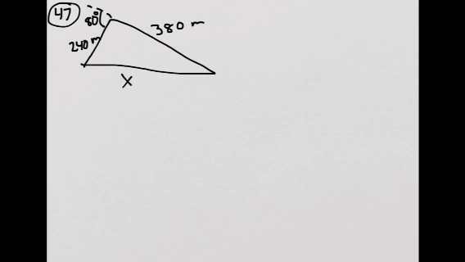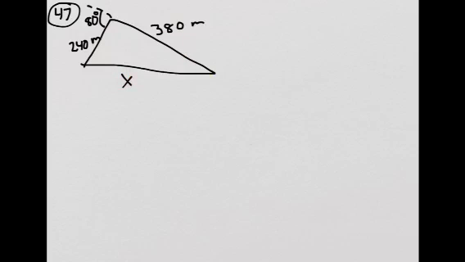Alright, so for 47, someone walks 380 meters this way, then turns 80 degrees and walks this way for 240 meters. And they want you to find this distance right here. Well, since I have 2 sides, if I had that angle, then I can use side, angle, side, the law of cosines to find x.